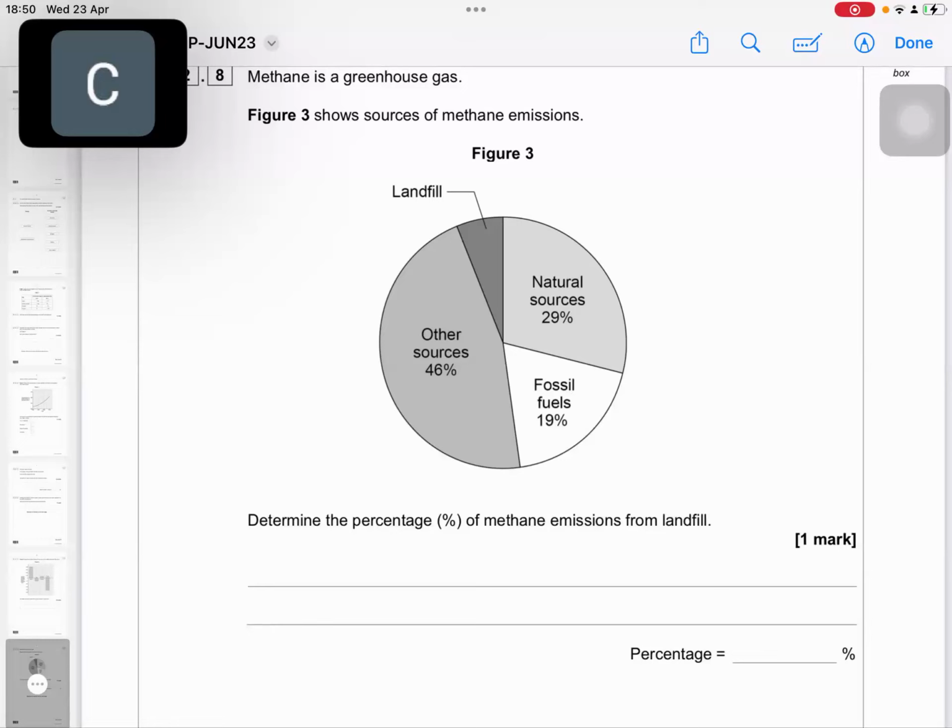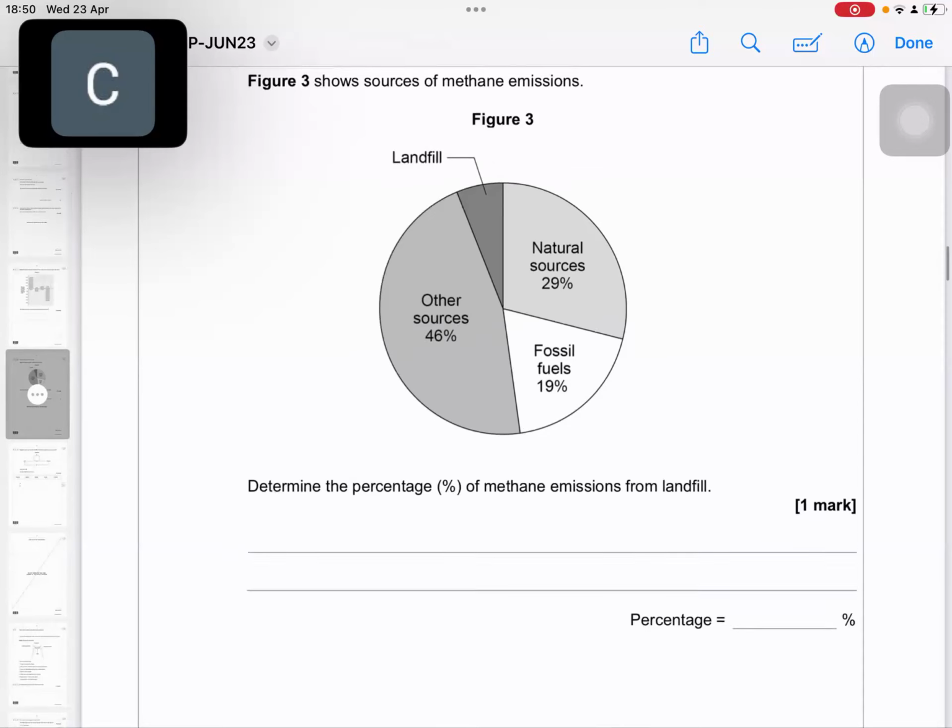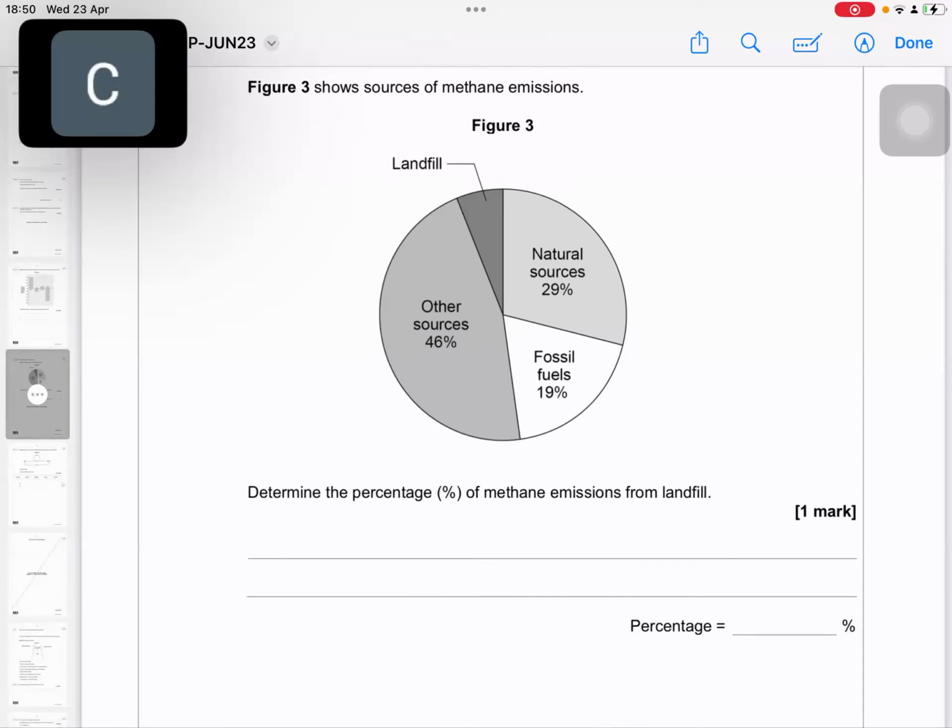So just like you said, 29 plus 19 plus 46, then subtract their sum from 100. In that case, you'd be adding whatever it is for natural plus fossil and the other sources, and then subtracting it from 360 degrees to give you the degrees for landfill. Yes, that's exactly what it would be. Okay, I guess they have a value there, so it's just basic subtraction. I think we can move on.